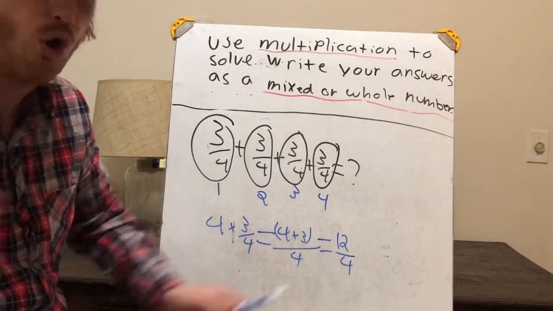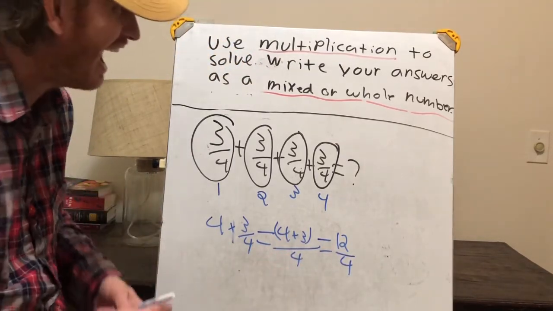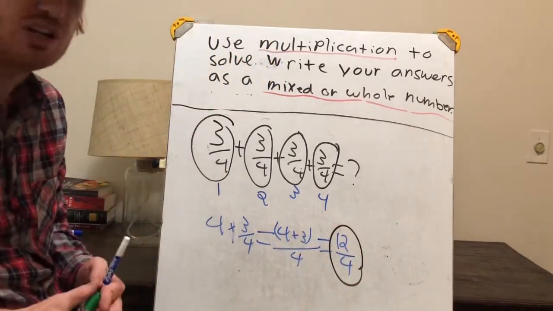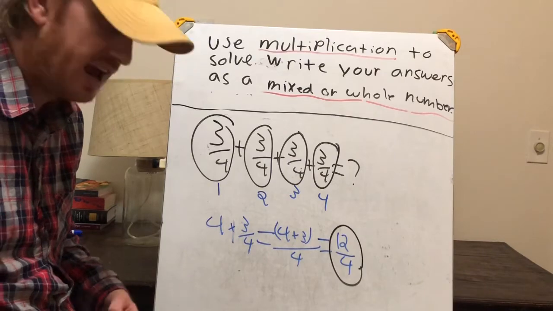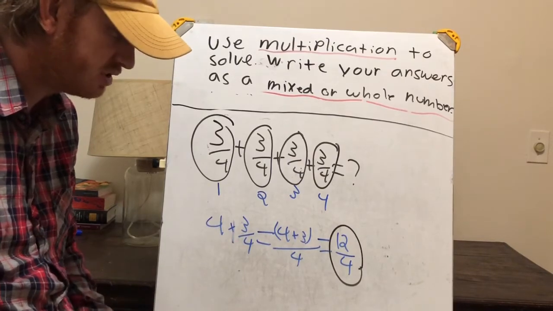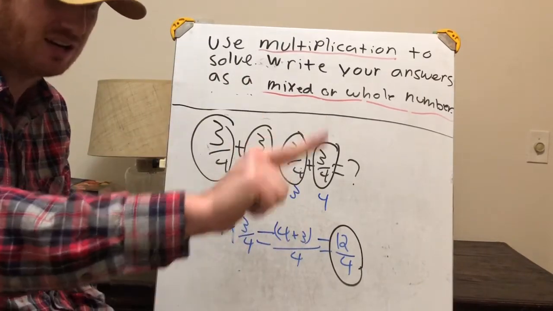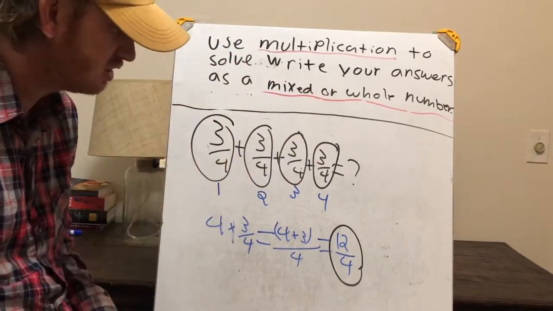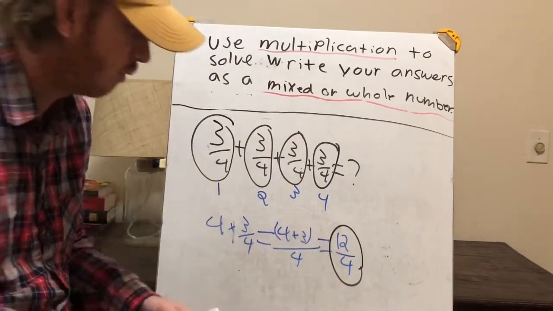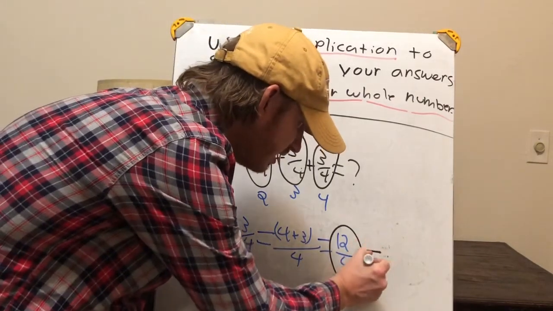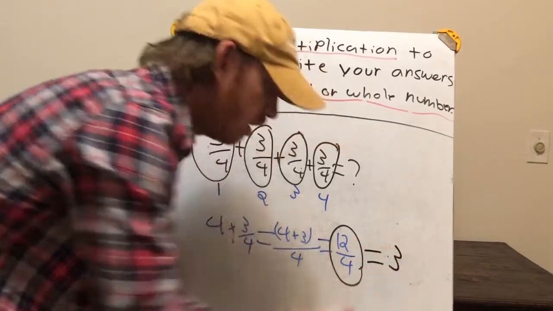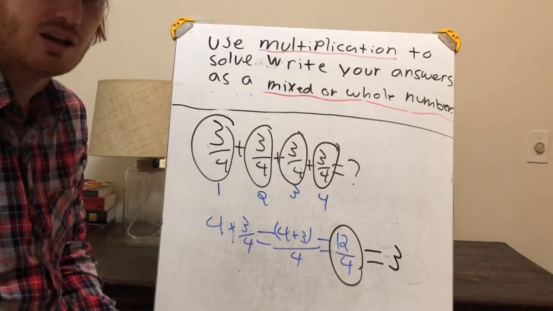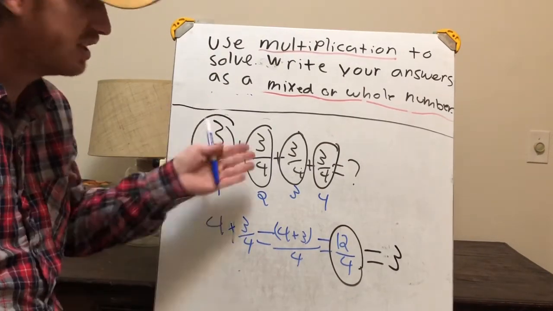But that's written only as a fraction, and I need to write it as a mixed number. So I'm going to take that 12 over 4, and I know that if I'm counting up by 4s, I have 4, 8, 12. So there are 3 4s in 12. So 12 over 4 is equal to 3. So that finishes this work.